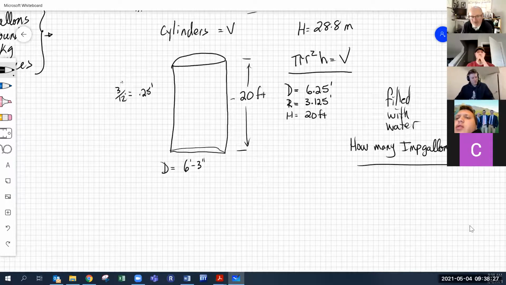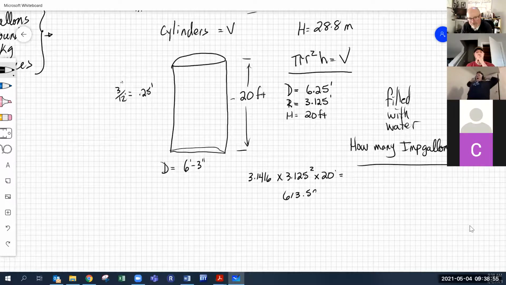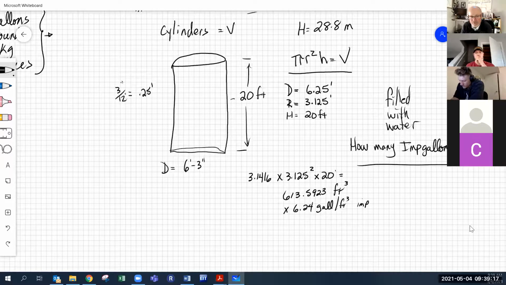So now I can put my numbers in my formula to find my volume. So that is going to be 3.1416, that's pi, times 3.125 squared times my height, which is 20 feet. So if I multiply this out in my calculator, I'm going to come up with 613.5923 cubic feet. And now I know that there is 6.24 gallons in 1 cubic foot. So I multiply by 6.24 gallons per cubic foot, and that's imperial. And that gives me 3,828.82 gallons.